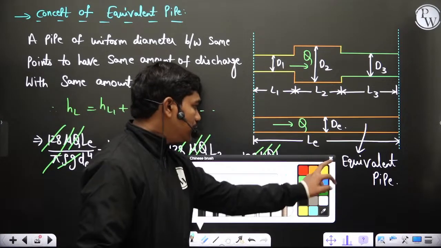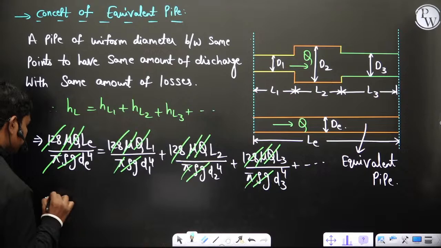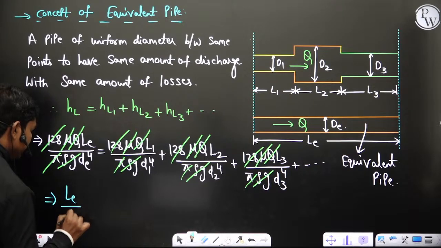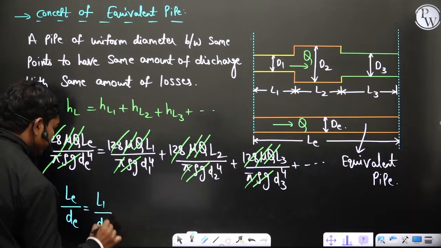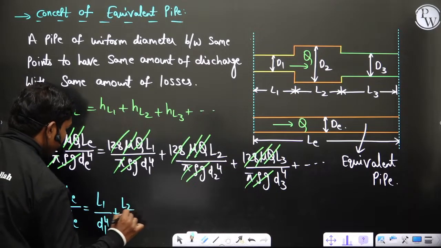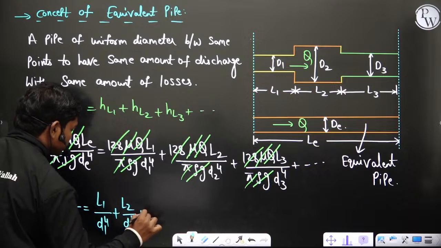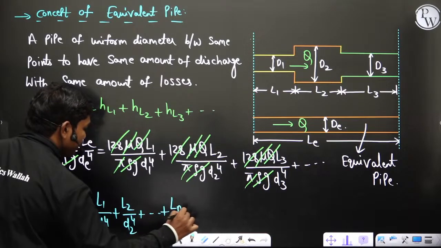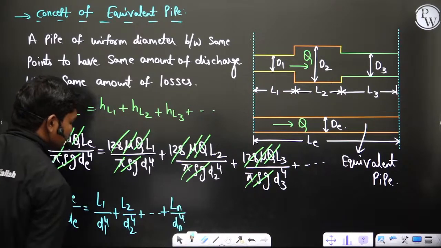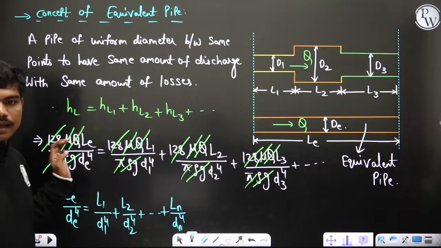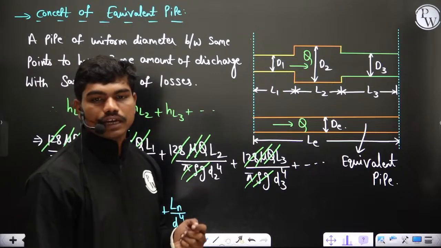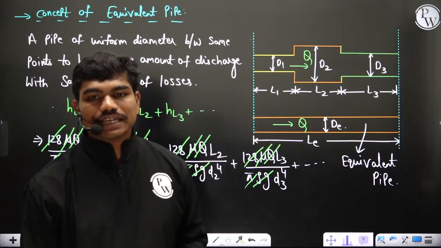So you can see LE by DE is equal to L1 by D1 power 4 plus L2 by D2 power 4 plus and so on, plus Ln by Dn power 4 actually is what you're having, correct? This is power 4 again, right? Can you see this equation? Yes or no? So please type in the chat box.